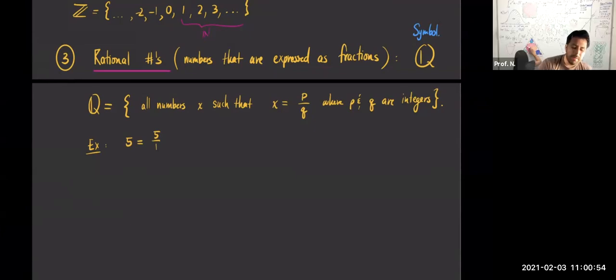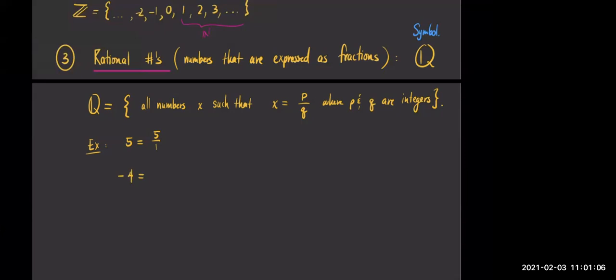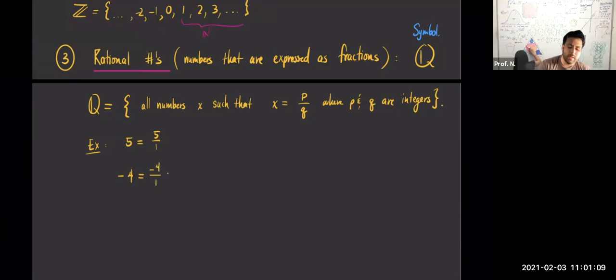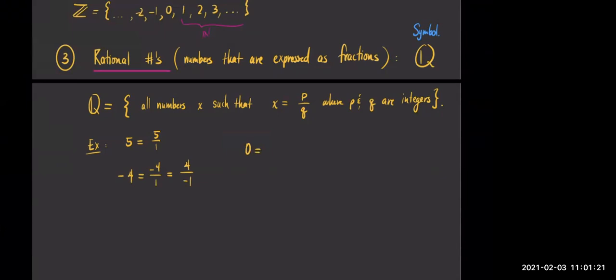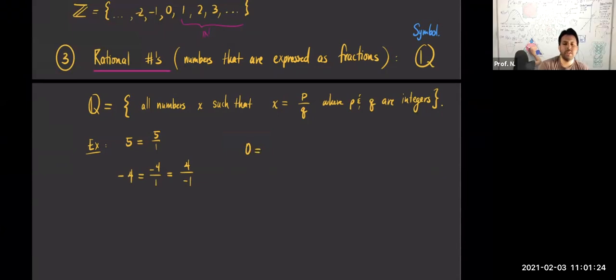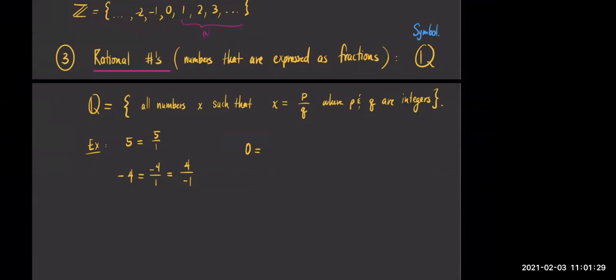And then, for example, how about -4? How can you express -4 as a rational number? -4 over 1. -4 over 1, or what? 4 over -1. Same thing. How about 0? I don't think you could express 0 as a fraction. Oh, you can't. So 0 is not a rational number? You can, but every number you put on the fraction, it came out 0.